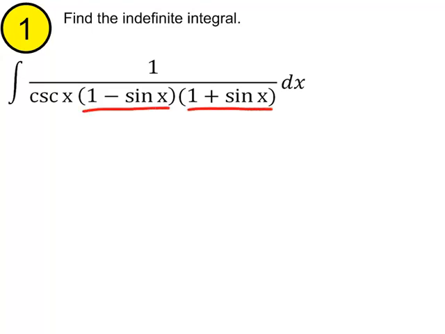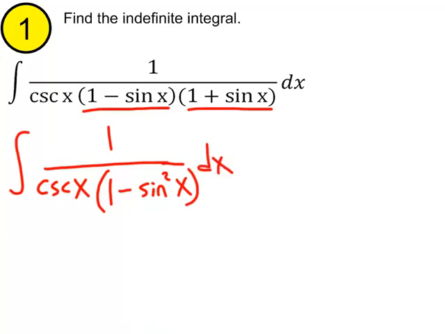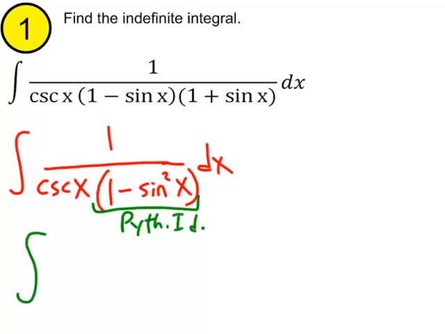I'm looking at this, and we've seen enough of our difference of squares pattern to know that that often helps us out. So let's just see where that leads us. If I FOIL out those two binomials, I'll get 1 plus sine x minus sine squared x. And hopefully that looks familiar to you. That, of course, is our Pythagorean identity staring us in the face, right? And so now we have 1 over cosecant x, and that 1 minus sine squared becomes cosine squared of x, according to the Pythagorean identity.